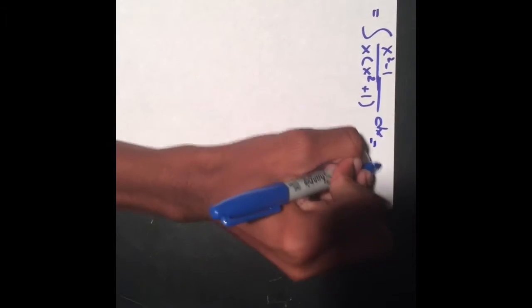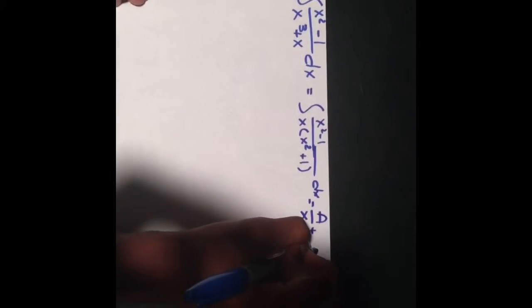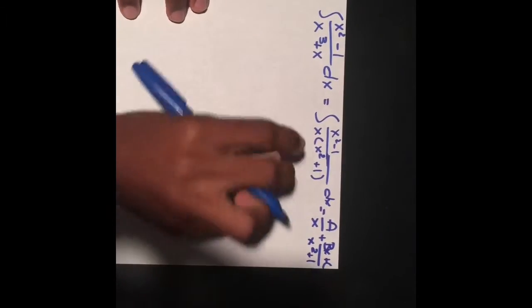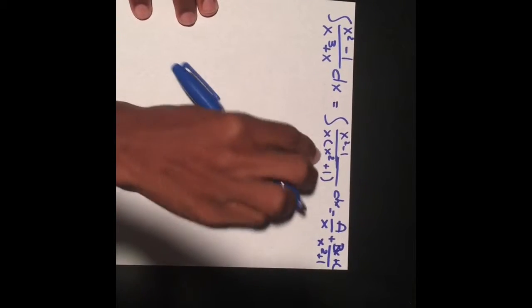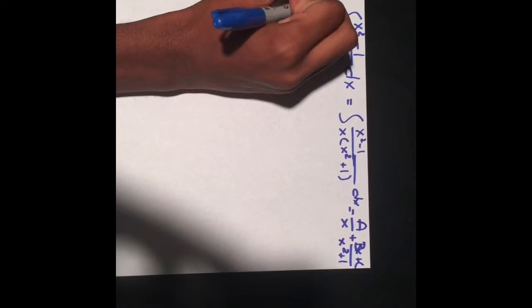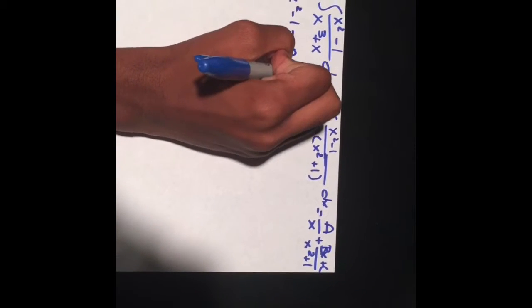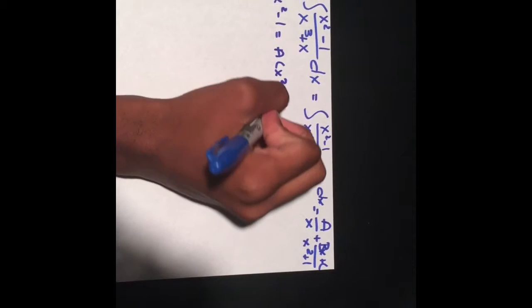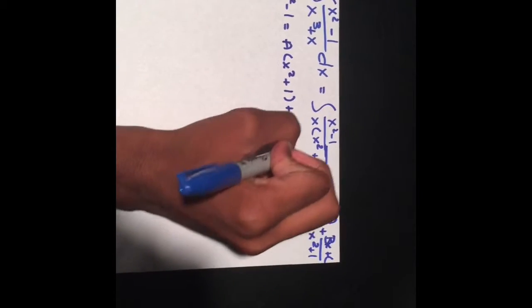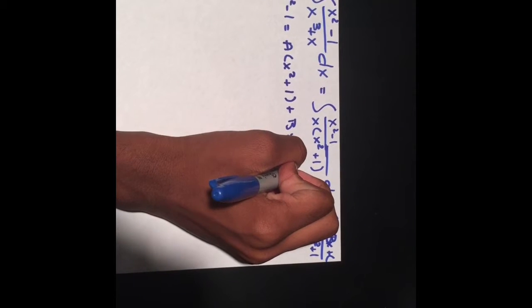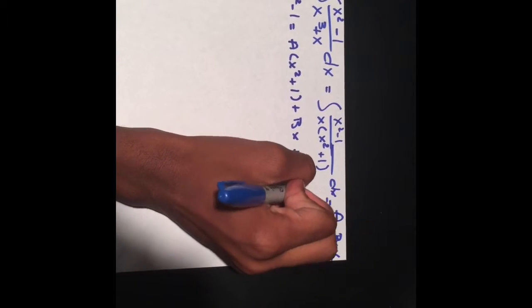So now let's just do our equals. A over x plus, this time it's going to be bx plus c over x squared plus 1, because this is irreducible. This right here is irreducible. So now let's multiply both sides by x cubed plus x. And on the left side, we have x squared minus 1. And on the right side, we will have a times x squared plus 1 plus bx plus c times x, sorry.